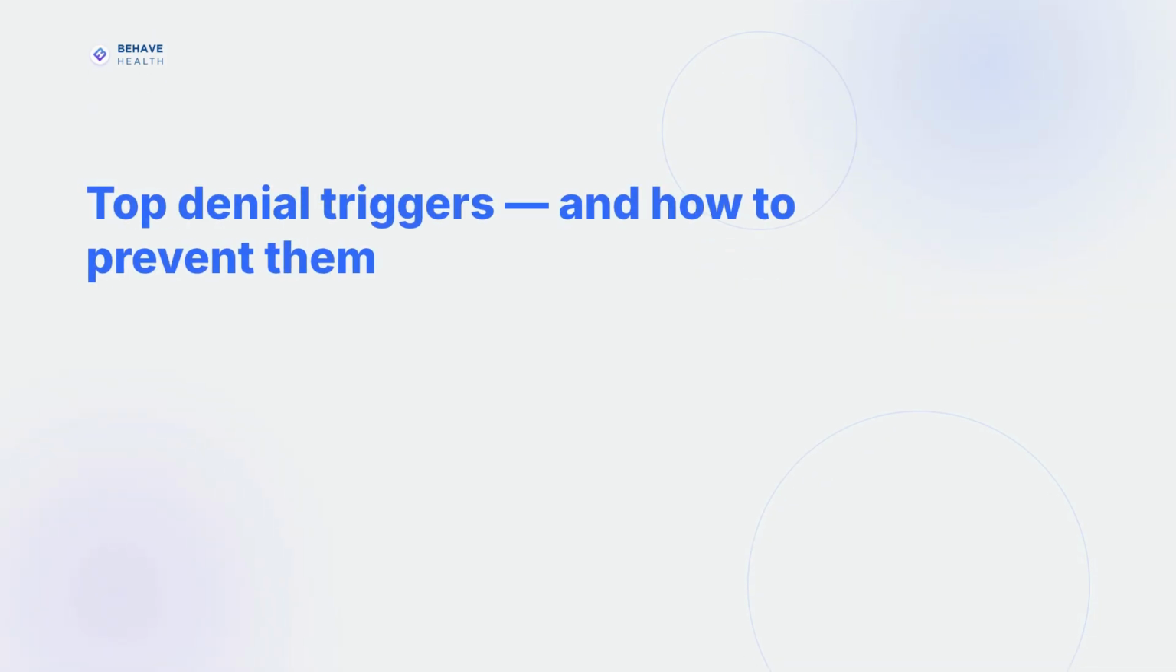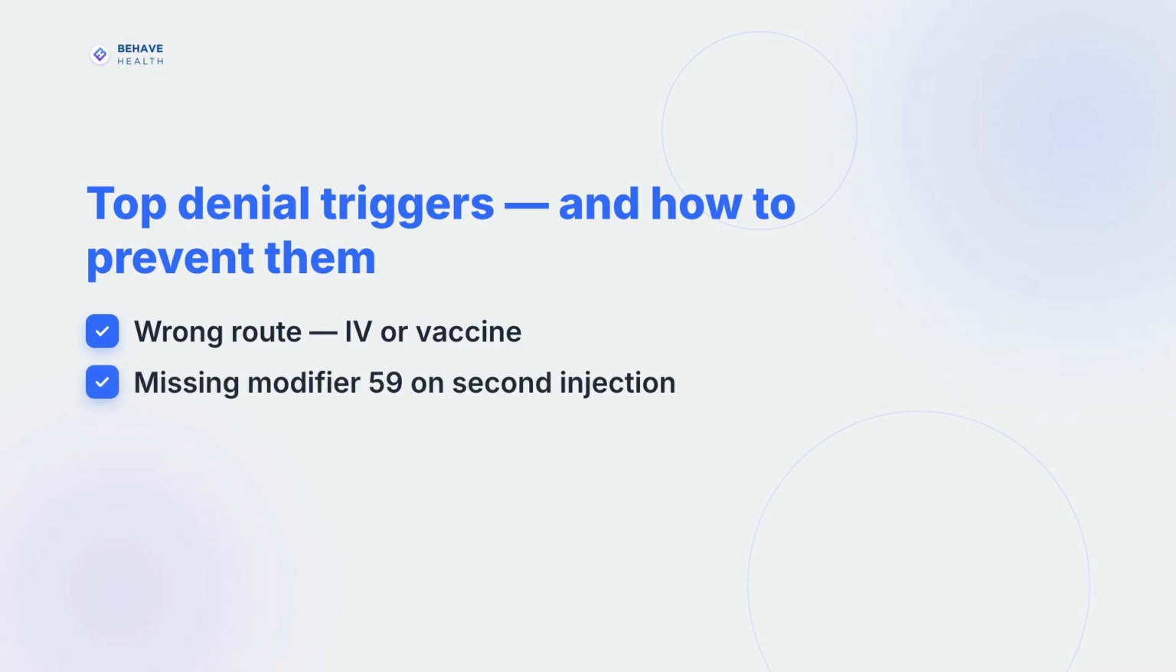The most common 96372 denial reasons are all preventable. Using 96372 for an IV injection or vaccine is a hard denial. Confirm route before coding. Append modifier 59 to each additional same-day injection so each bills as distinct. Append modifier 25 to a same-day EM code so it bills as a separately identifiable service.